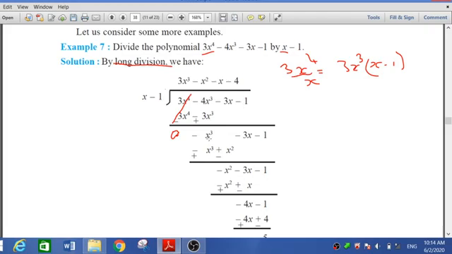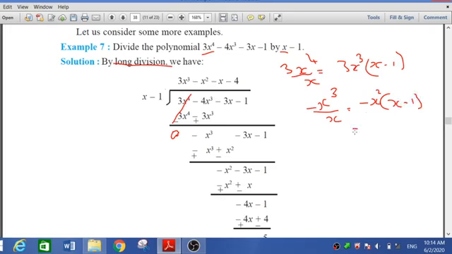Now our first term is minus x cube divided by x. So the answer is minus x square. So here minus x square is written. Now in bracket I have to write x minus 1.